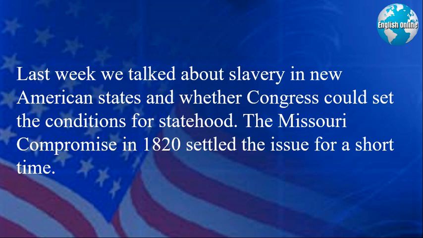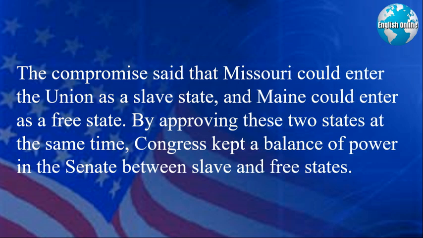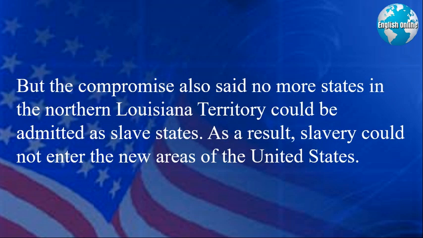Last week, we talked about slavery in new American states and whether Congress could set the conditions for statehood. The Missouri Compromise in 1820 settled the issue for a short time. The compromise said that Missouri could enter the Union as a slave state, and Maine could enter as a free state. By approving these two states at the same time, Congress kept a balance of power in the Senate between slave and free states. But the compromise also said no more states in the northern Louisiana Territory could be admitted as slave states. As a result, slavery could not enter the new areas of the United States.